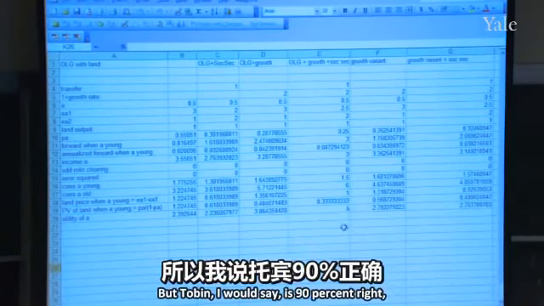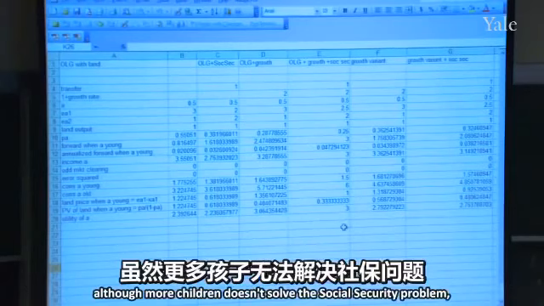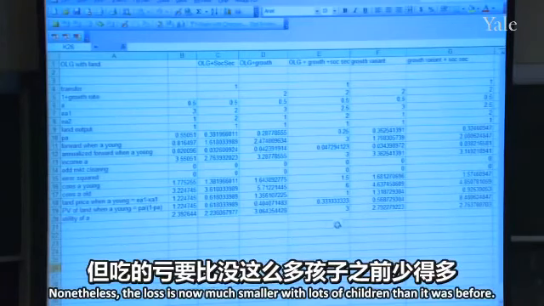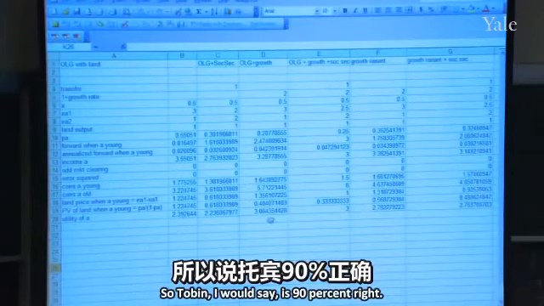But Tobin, I would say, is 90% right. Although more children doesn't solve the Social Security problem because it's going to increase the rate of interest. So you're still going to have losers. Nonetheless, the loss is now much smaller with lots of children than it was before.